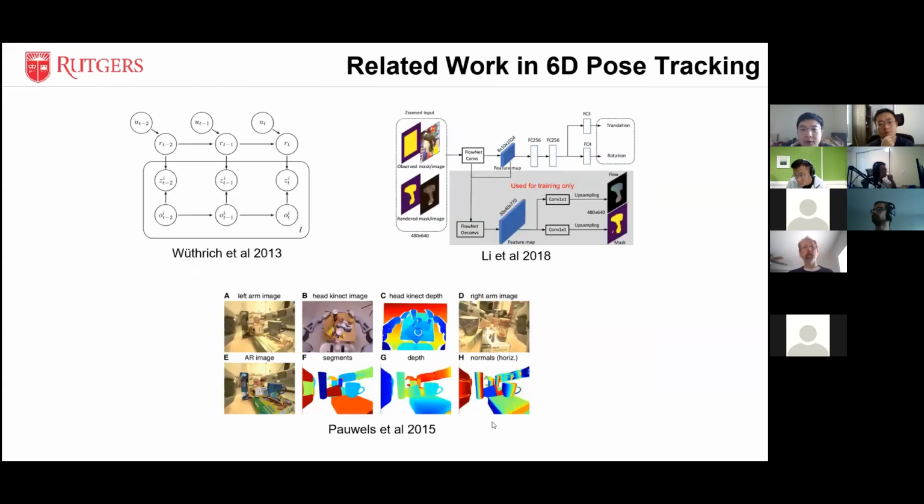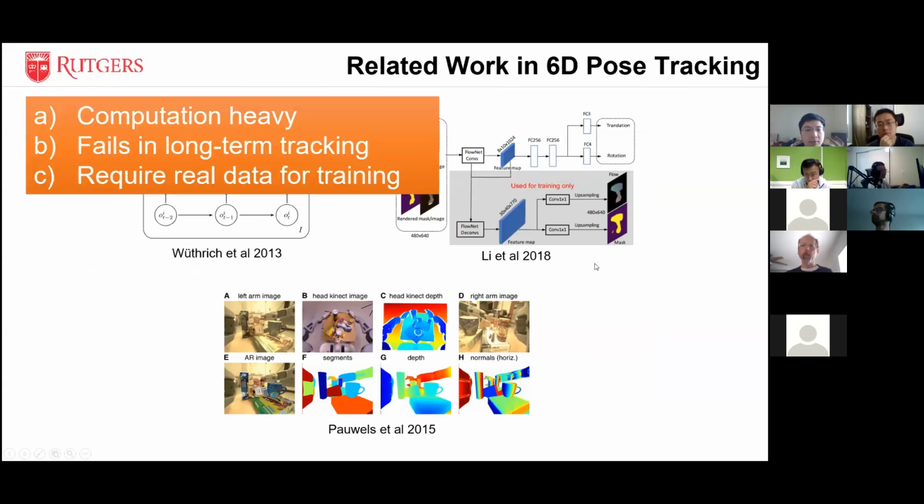For 6D pose tracking, there is some related work. For example, probabilistic filtering and optimization-based methods such as SimTrack, and also recently some deep neural network-based approaches such as DeepIM. However, all these approaches suffer from some major problems. First, they could be computationally heavy, because in tracking, especially in probabilistic filtering-like approaches, they usually sample a lot of particles and have to rely on parallel computation to do the heavy computation.